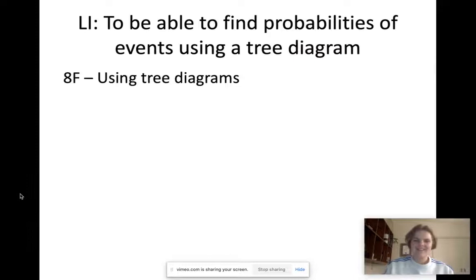All right, so exercise 8F, tree diagrams. Our learning intention today is to find probabilities of events using a tree diagram. Last exercise we used a table. Now we're using tree diagrams.